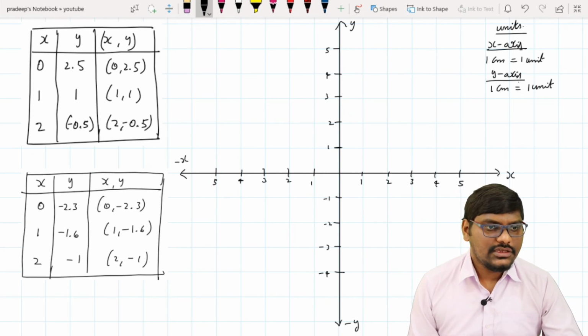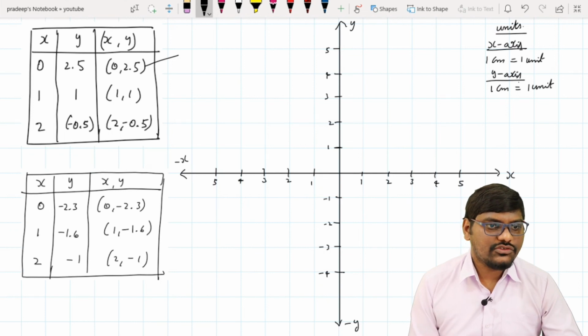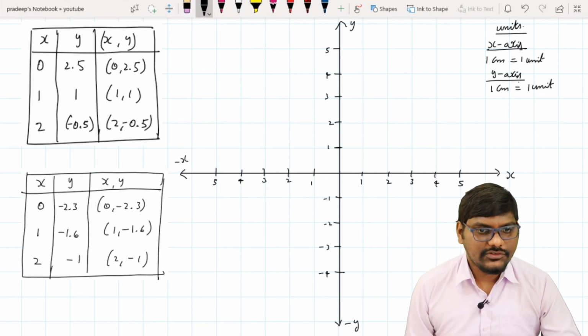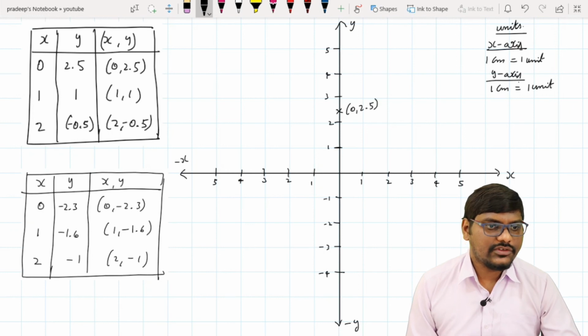So here we have 0 comma 2.5 as a point. So on the x-axis it is 0, so 0 is here, and on the y-axis the value is positive 2.5. So 2 is here, 2.5 is exactly between 2 and 3. So this is 0 comma 2.5. This is the first point.